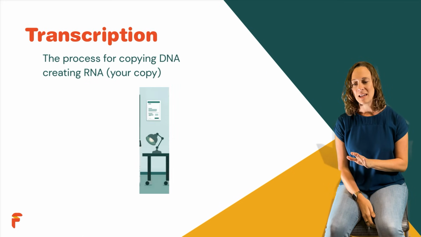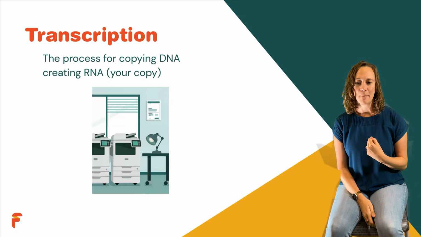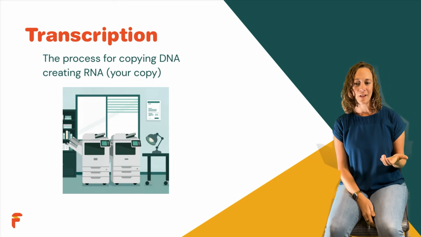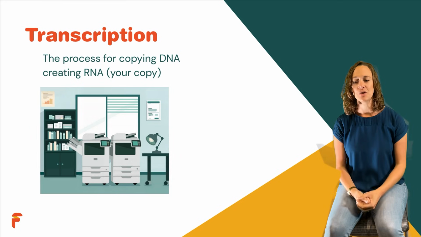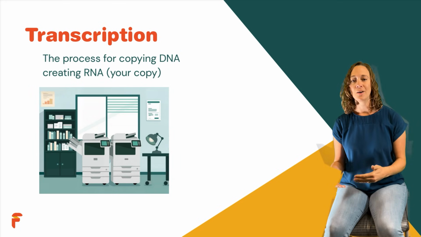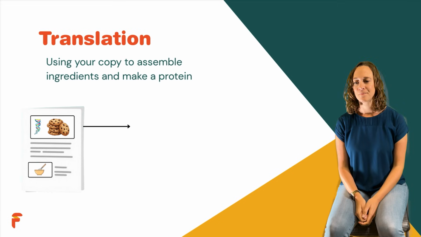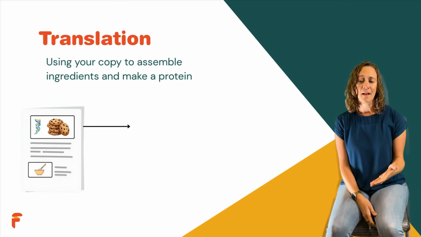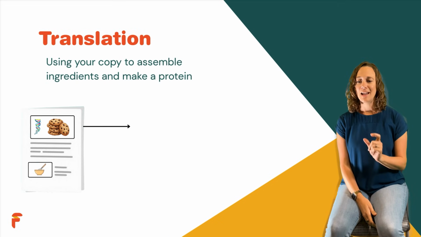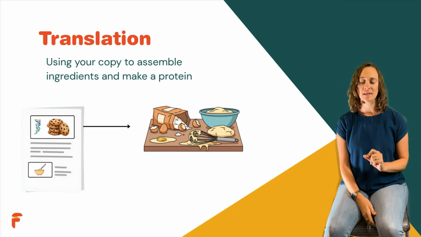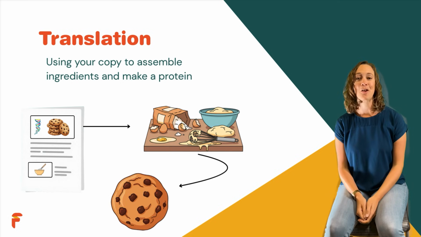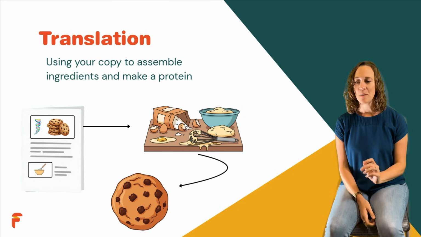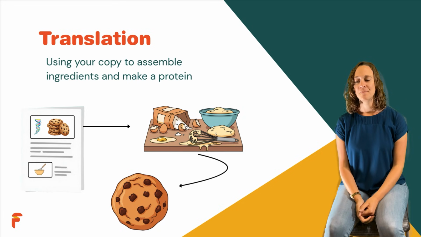When you need a recipe, you can't just rip the recipe page right out of the library book. Instead, you make a copy. That process is called transcription, and the copy is called RNA. Next, you take that copy home to your kitchen and you use the RNA recipe to assemble ingredients step by step, for example, to bake cookies. That process is called translation, and the finished product is a protein.